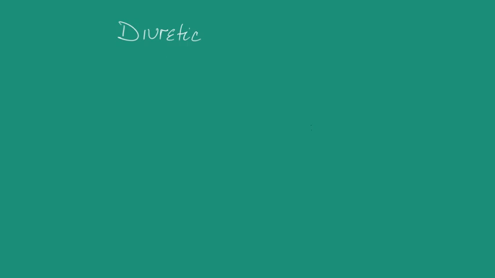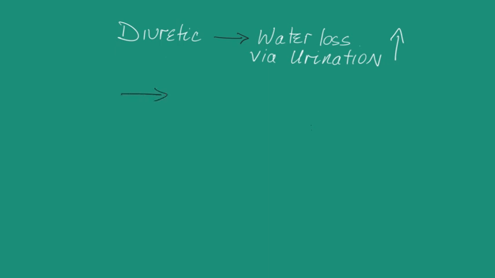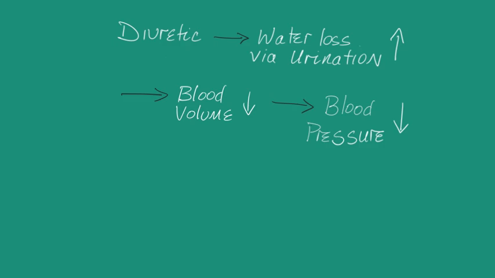How does a diuretic lower blood pressure? When a person takes a diuretic, water loss via urination increases. As a result, blood volume decreases and blood pressure decreases as well.